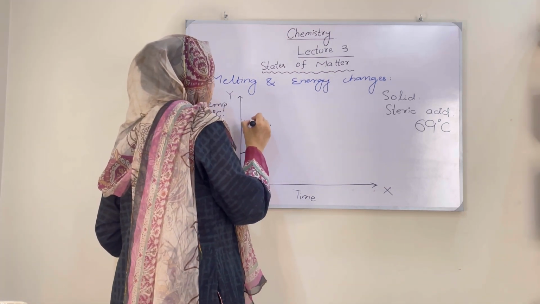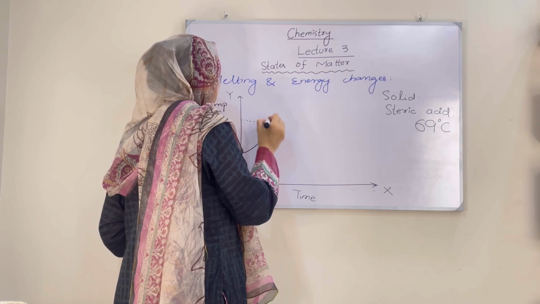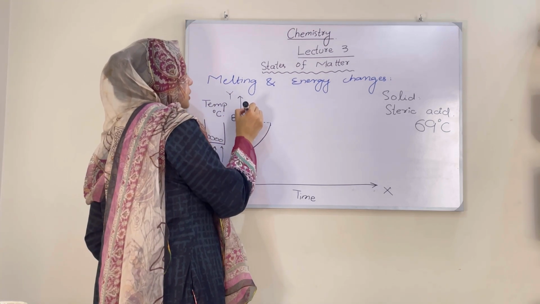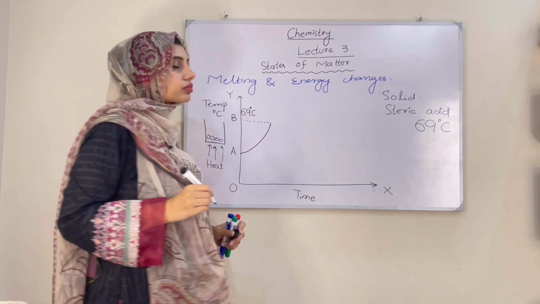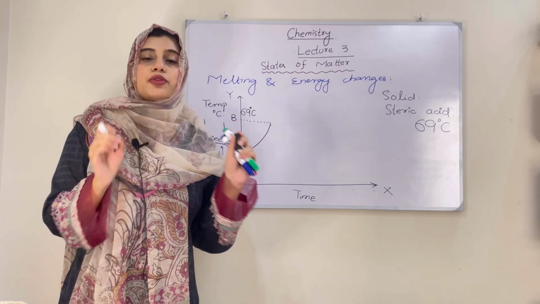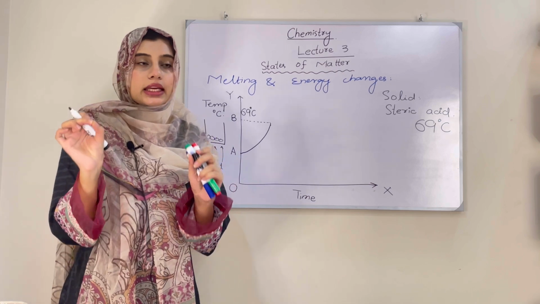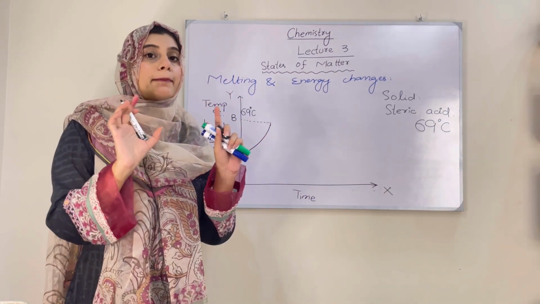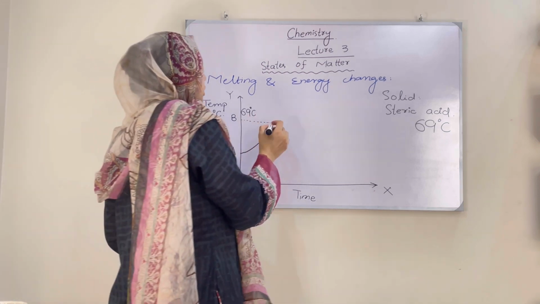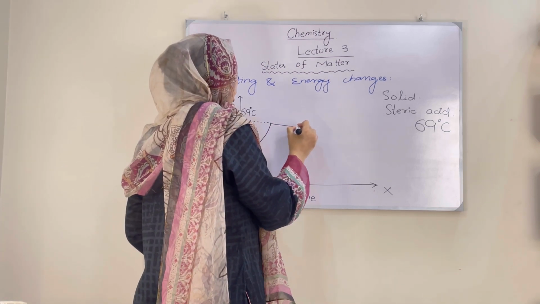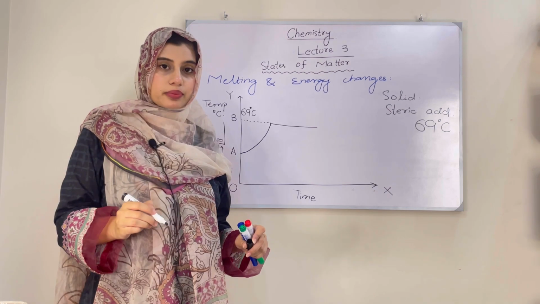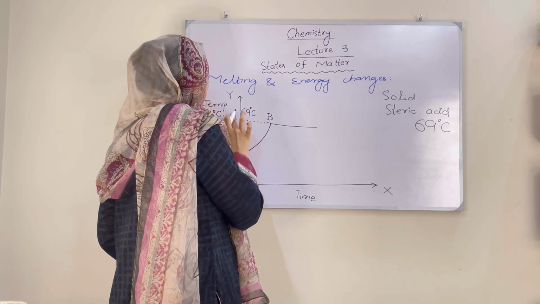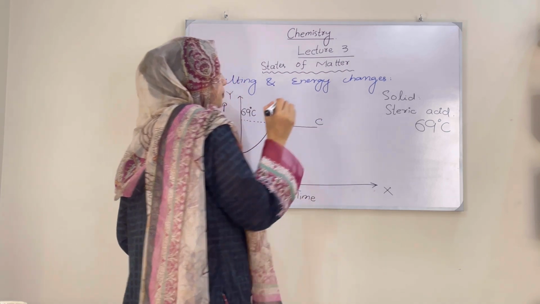This is point B and this is 69 degrees Celsius. This is the point where melting starts. 69 is the temperature where stearic acid melts. After this point, the graph will be constant. That means this is point B and this is point C.